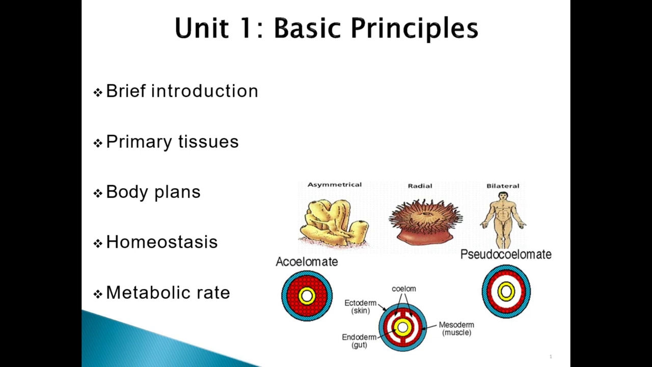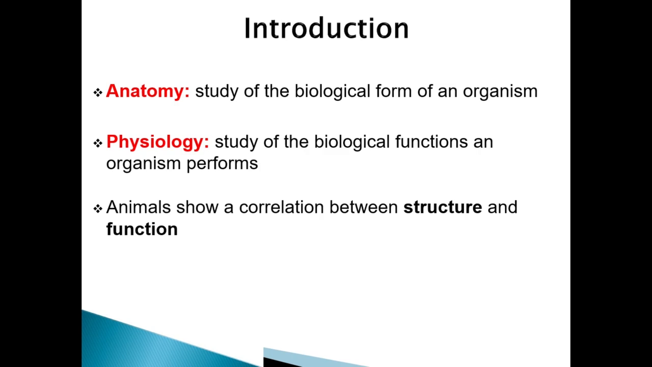In our first unit, we're going to be looking at some basic principles, and these include just a brief introduction, looking at primary tissues which we find in organisms, considering different body plans and the concept of homeostasis and the importance of metabolic rate. As you know, this module is called Animal Form and Function.